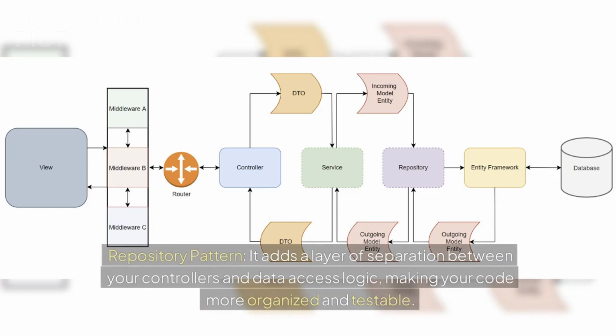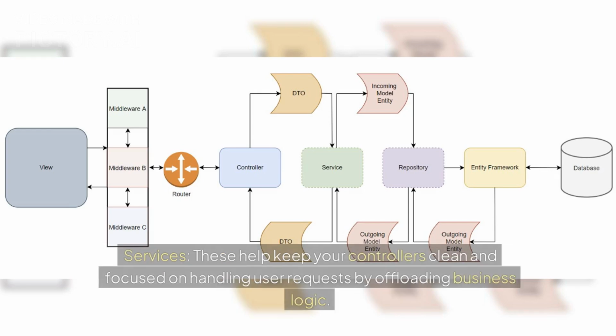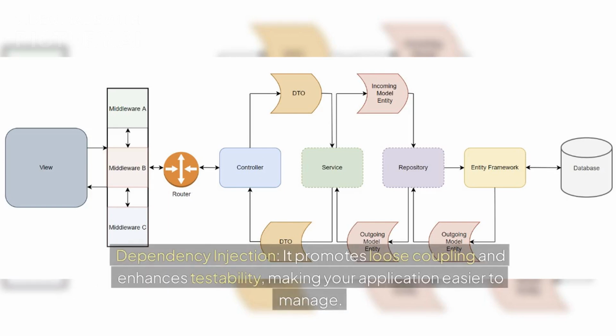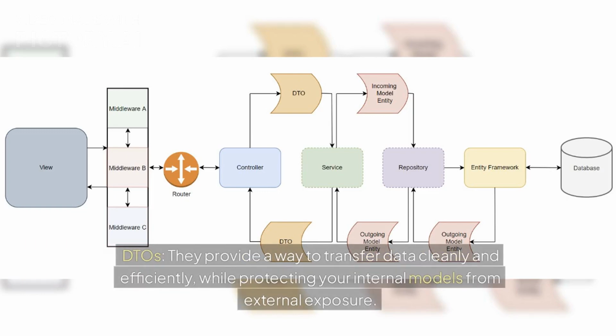Repository pattern, it adds a layer of separation between your controllers and data access logic, making your code more organized and testable. Services, these help keep your controllers clean and focused on handling user requests by offloading business logic. Dependency injection, it promotes loose coupling and enhances testability, making your application easier to manage. DTOs, they provide a way to transfer data cleanly and efficiently, while protecting your internal models from external exposure.